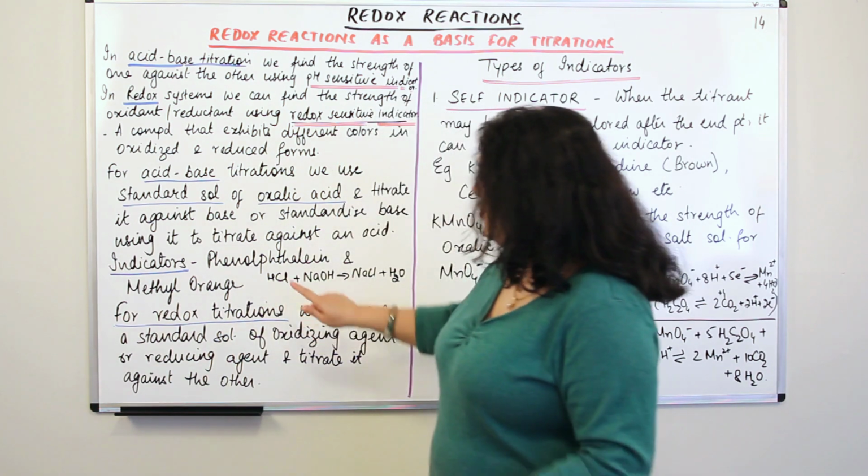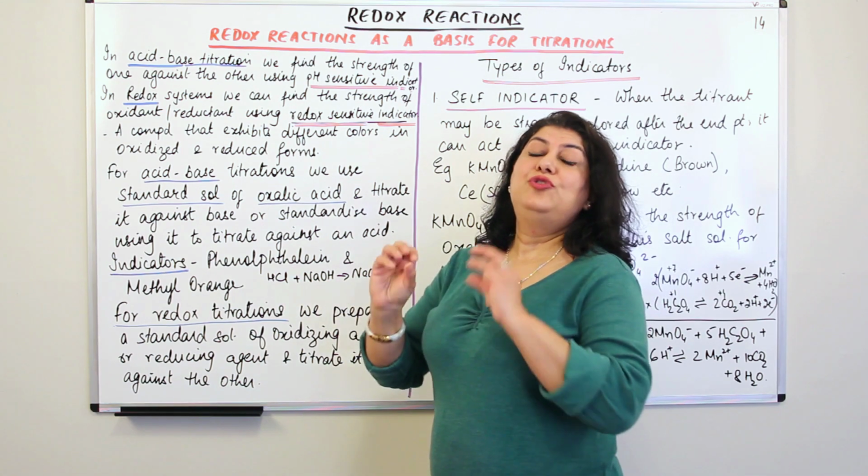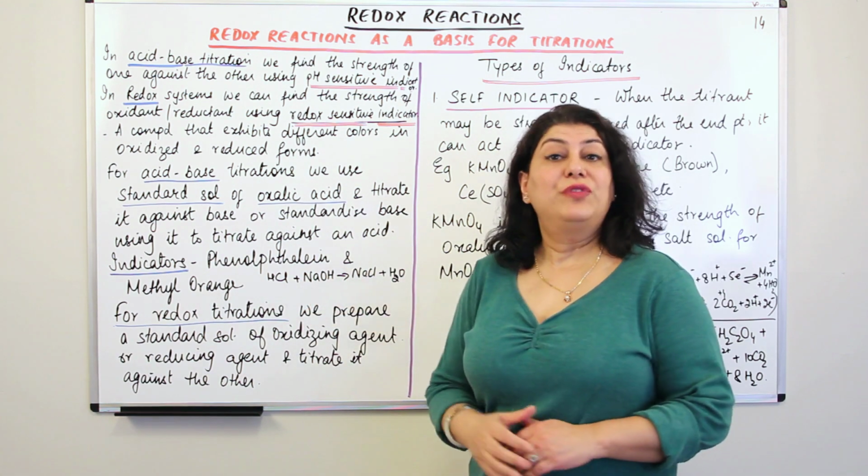How? If you have 1 mole of sodium hydroxide, you need 1 mole of HCl to neutralize it. You can see it from the stoichiometry of the equation.